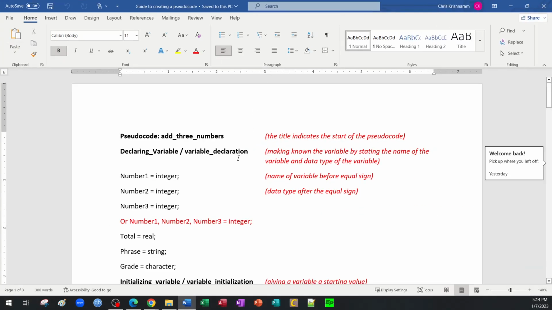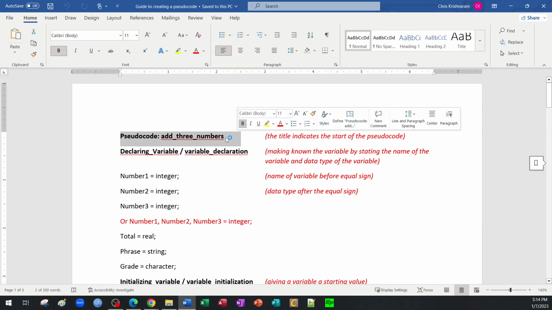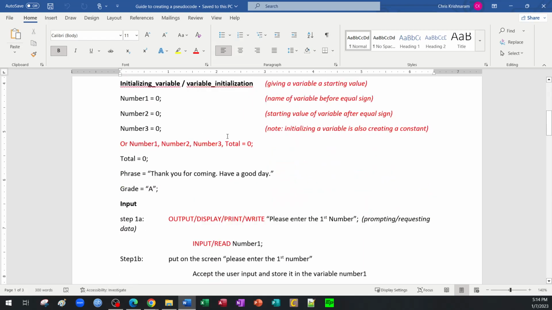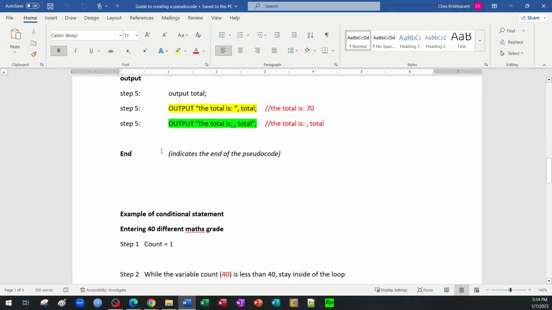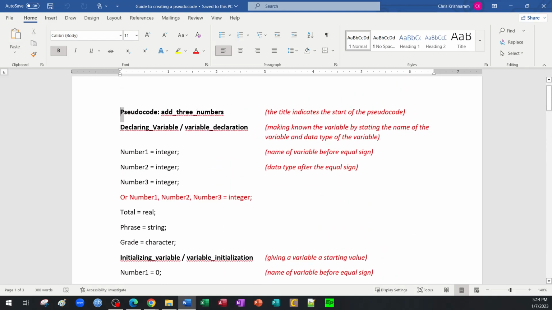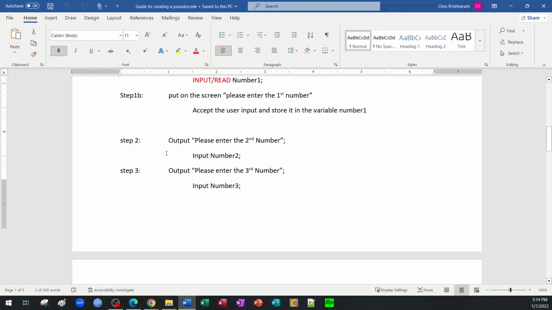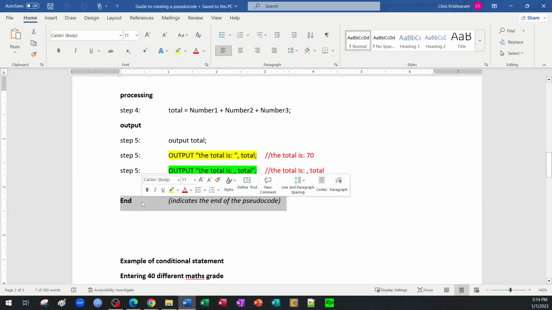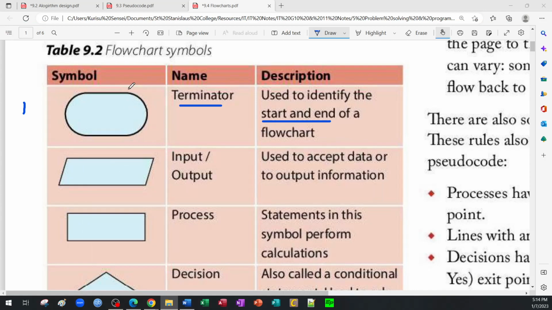When we were creating a pseudocode, we learned that the title indicates the starting of our pseudocode. Now, what indicates the end of our pseudocode? Well, the keyword end. That indicates the ending. So, a title for our pseudocode indicates a start, and the keyword end indicates the ending of our pseudocode. If we relate that to our flowchart, the oval terminal represents the starting and the ending.